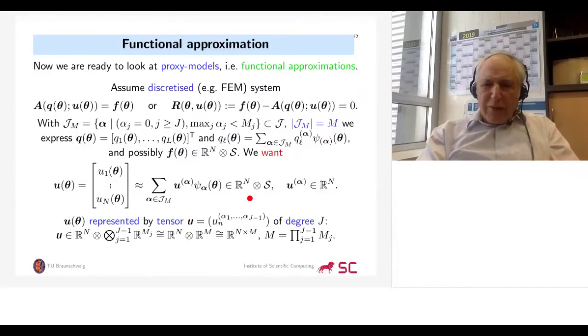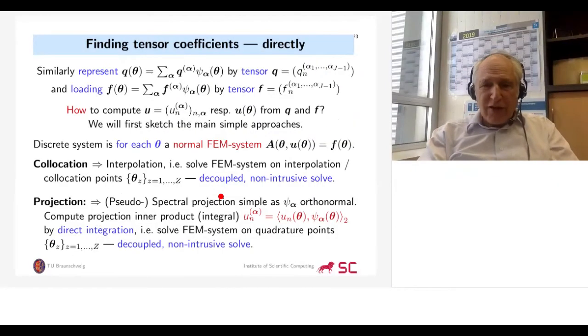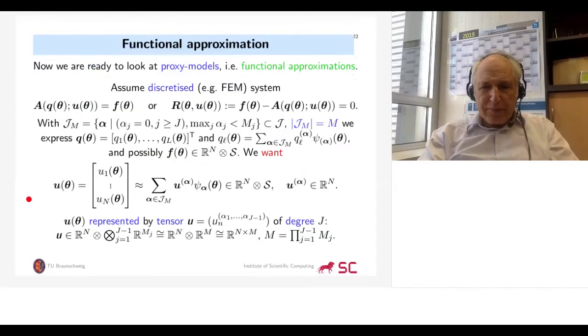We will come later to see how this can be used to numerical advantage. Okay, this is next week. Similarly, we can represent the input like this, represented by this tensor. The load, if it's random, also by a tensor. And now the question is how to compute this tensor, which represents the solution.